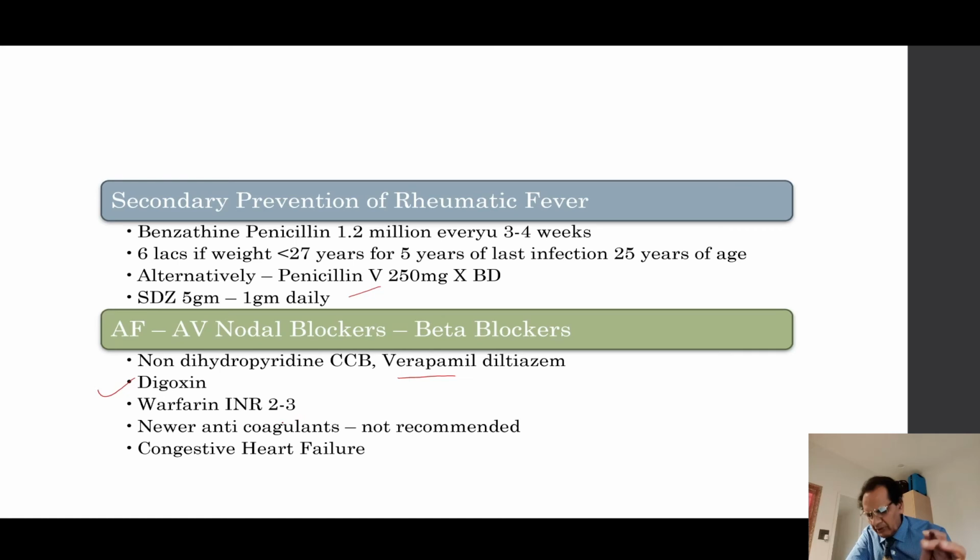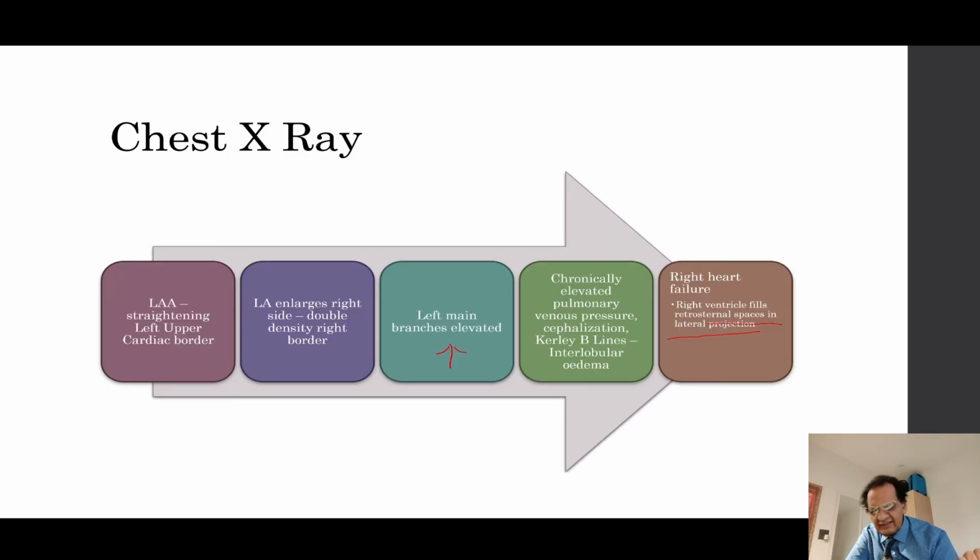Warfarin has to be given to prevent the strokes. You know, keep the INR 2 to 3, and you cannot give the newer oral anticoagulants as far as the mitral valve is concerned. Not recommended, I have clearly written. In congestive heart failure also you have to give the medication and treat it.